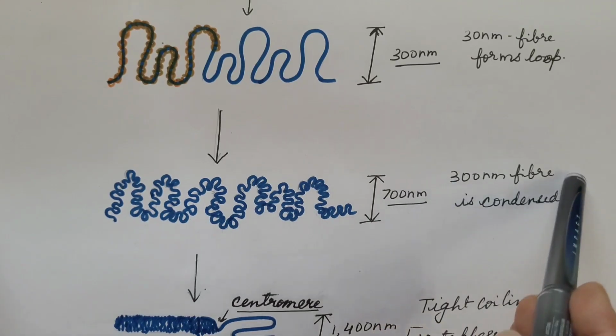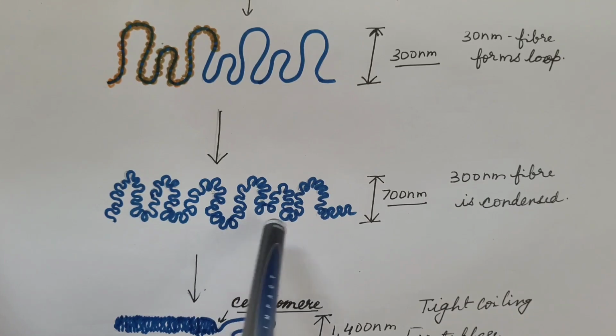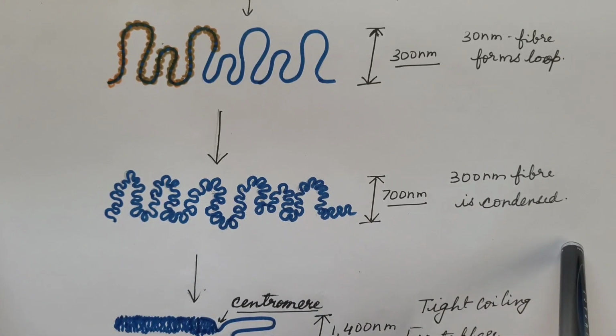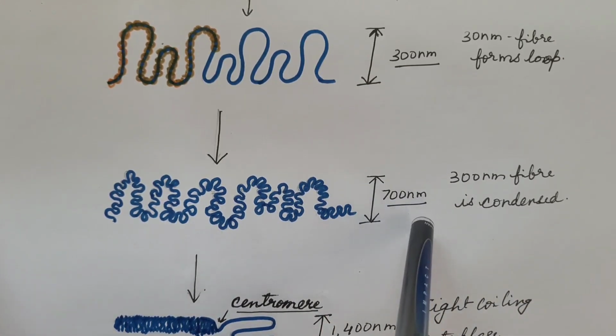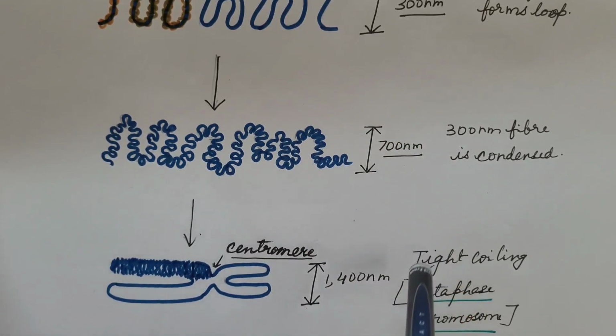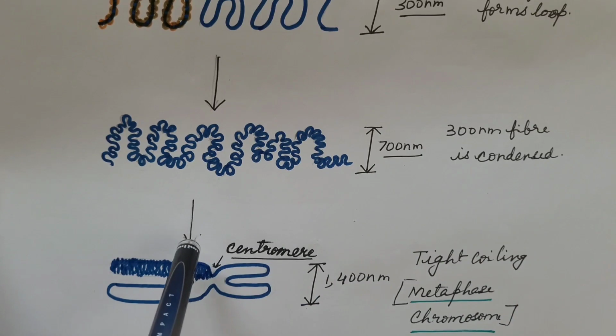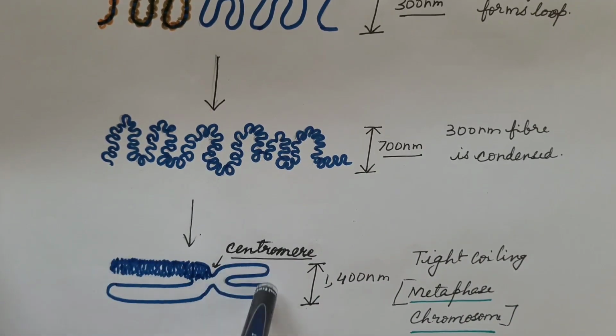Now, this 300 nanometer fiber is further compressed and folded and becomes more condensed, having the width of 700 nanometer. This 700 nanometer fiber is further tightly coiled. Now the width is 1400 nanometer. And the chromosome that appears during the metaphase is due to this level of packaging. So this is the metaphase chromosome and this is the centromere.